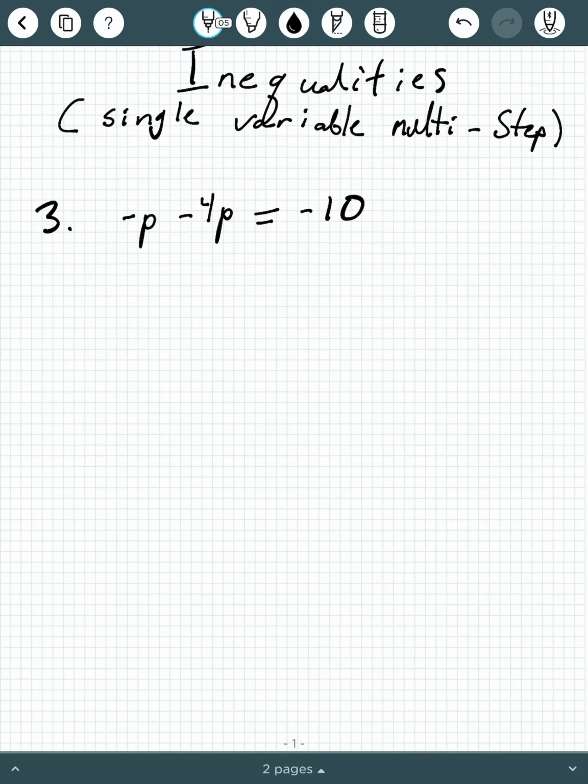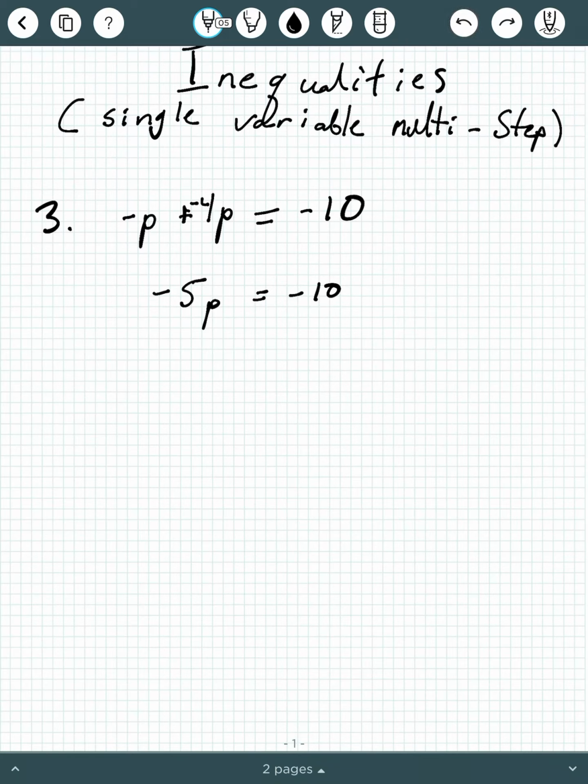If it were an equation, let's write it like that, we would be able to get just one answer for p by combining like terms. So negative p minus 4p, well, that's like adding negative 4p, so we would have negative 5p is equal to negative 10, and when we divide by negative 5, we would see that p is equal to positive 2, and that would be the end of the problem for us. We would know there was one answer, one value for p that made that equation true.